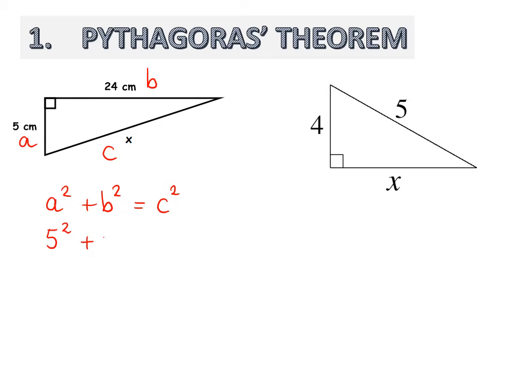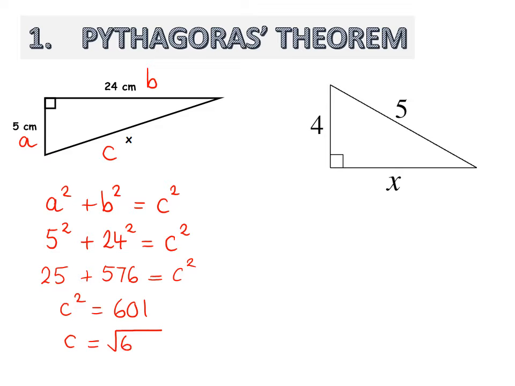So 5 was A, 24 was B, and then we're just going to work these 2 out. So 5 squared is 25, 24 squared is 576, so we're going to add those 2 together, which gives us that C squared is 601. And then we would just square root that on our calculators to get the answer. Remember at the end that we're talking about centimetres, so we want to include the units on there as well.